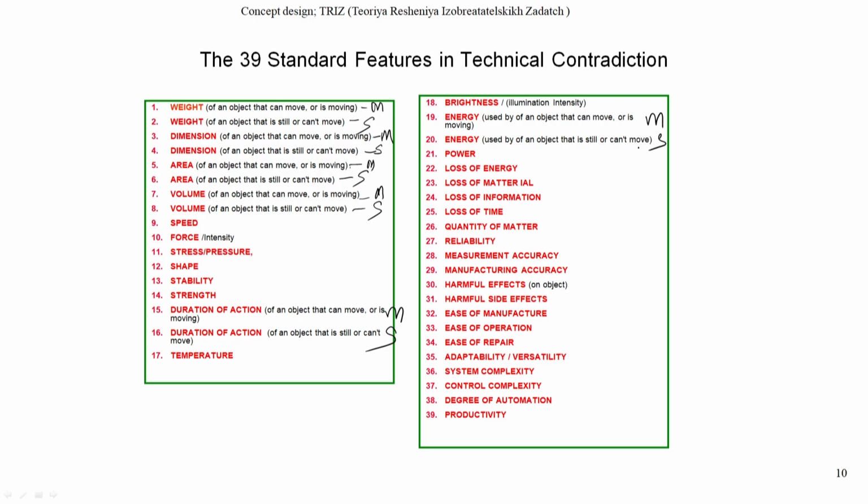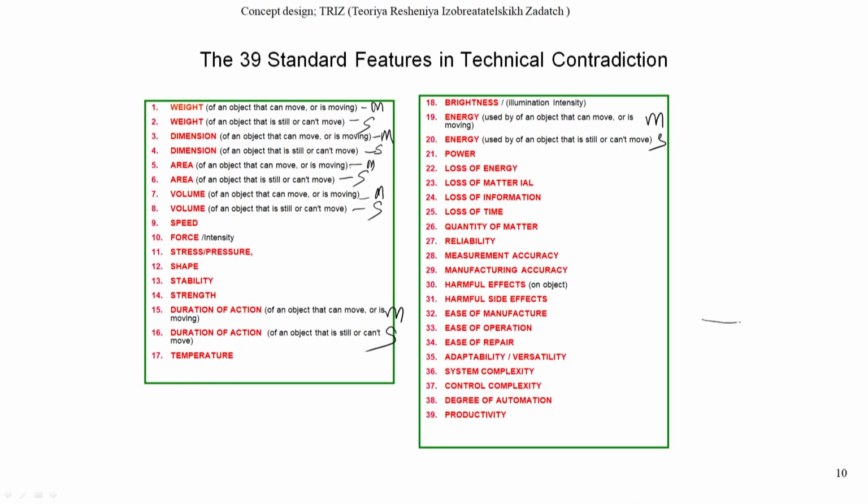Then power, loss of energy, loss of material, loss of information, loss of time, quantity of matter, reliability, measurement accuracy, manufacturing accuracy, harmful effects on the object and harmful side effects, ease of manufacture, ease of operation, ease of repair, adaptability versus versatility, system complexity, control complexity, degree of automation, productivity. So, these are the 39 generally observed points in which the technical contradictions happen, right.